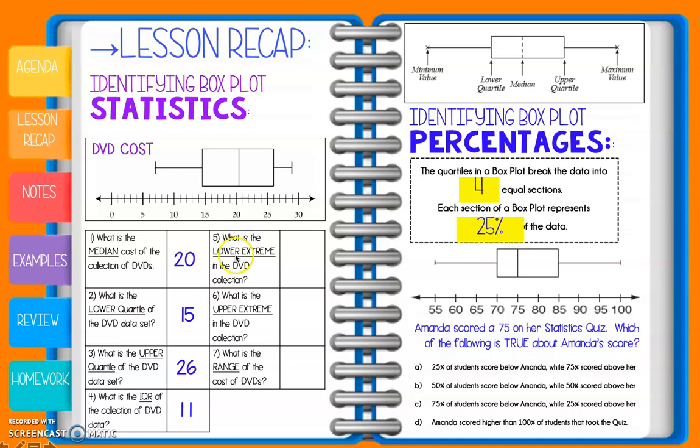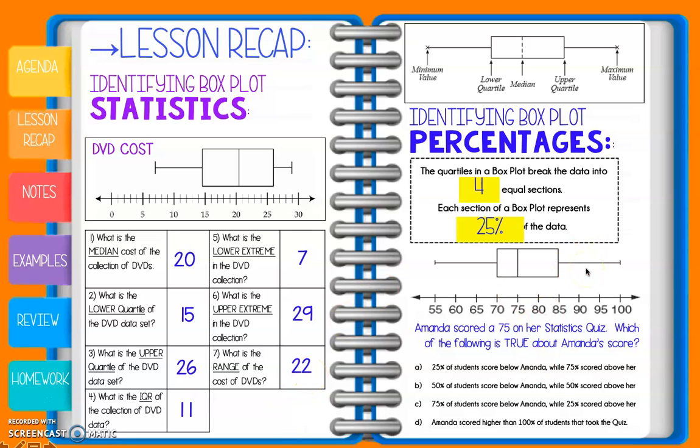Then number 5 says, what is the lower extreme? The lower extreme is the furthest line on the whisker. So if we look, it is 7. Okay, what is the upper extreme? The upper extreme is the furthest line on the whisker towards the right. So if we look here, that's a 29. Okay, now we can calculate the range using those two numbers. Our maximum, which is 29, minus our minimum, which was 7, gives us a range of 22.